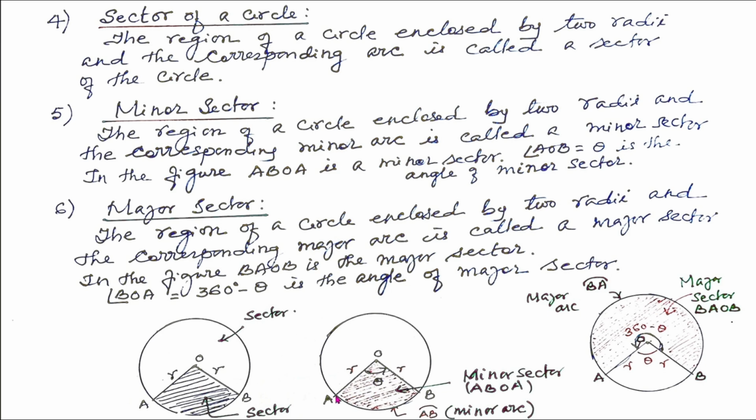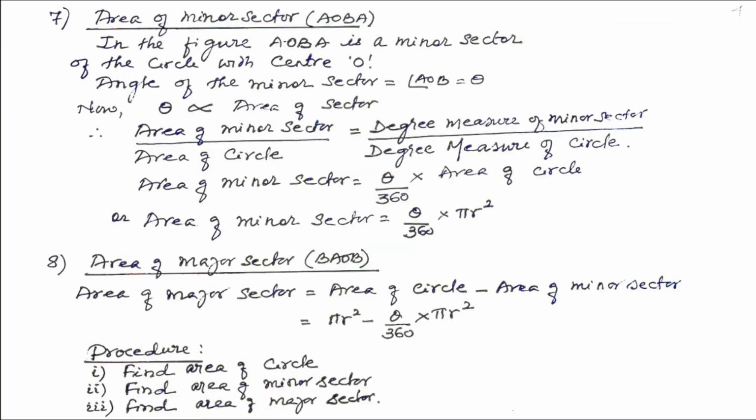Now, the minor sector is the region enclosed by the two radii and the corresponding minor arc, and the major sector is the region of a circle bounded by two radii and the corresponding major arc. Here, AB is the minor arc and therefore this is the minor sector. Here, BA is the major arc and therefore it is a major sector. So, remember theta here: theta is the angle of the minor sector. If theta is the angle of the minor sector, then the angle of the major sector is 360 minus theta. Remember that.